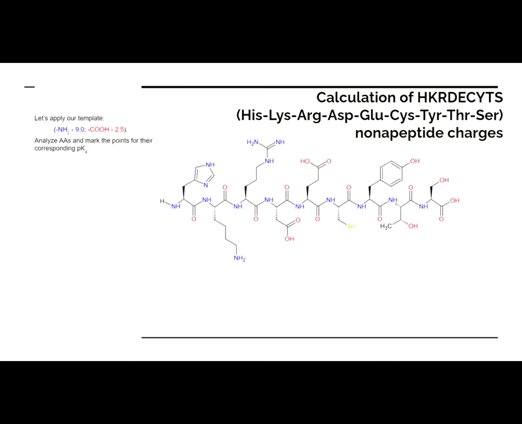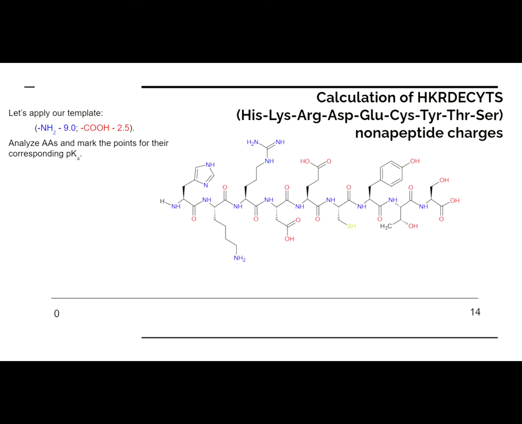We can use the template we have discussed before. Analyze each amino acid and mark the point for the corresponding pKa. First we shall draw the range from 0 to 14 pH and place the values for the NH2 group and COOH group, 2.5, 9.0 and 2.5 correspondingly. Then we shall analyze. First amino acid histidine. So we place its value 6.5. Next amino acid is lysine. 10.5 is added to our range. And so on. Arginine 12.5. So we can see 4 positively charged structures in this peptide.